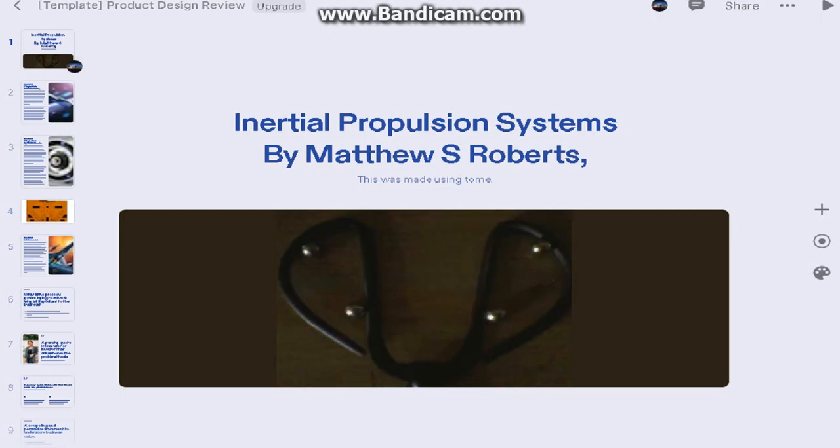Inertial Propulsion Systems by Matthew S. Roberts. This was made using Tome.